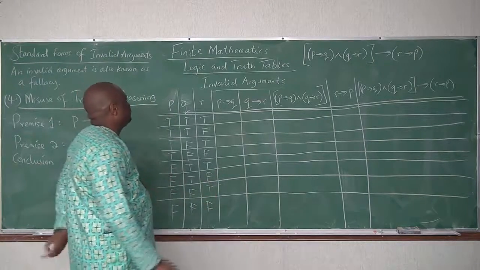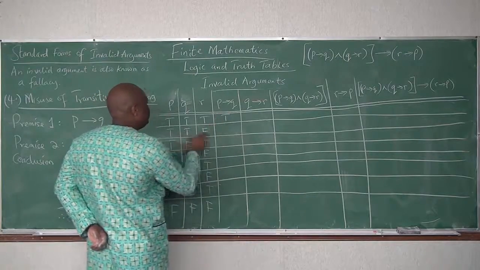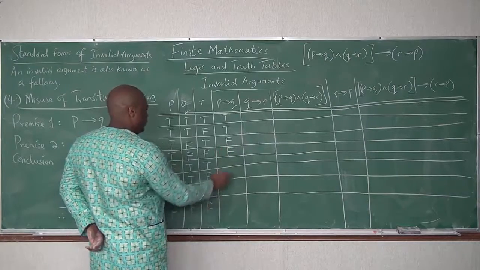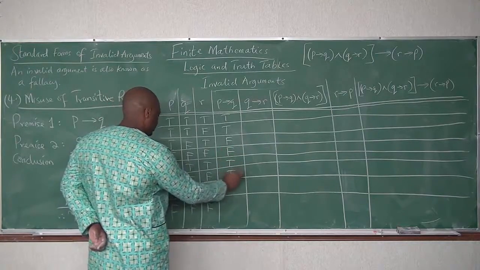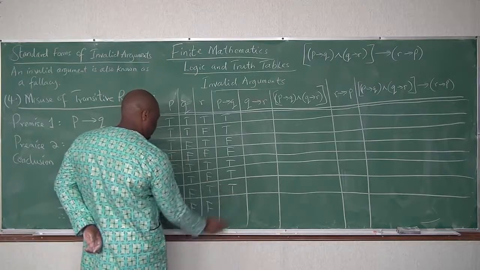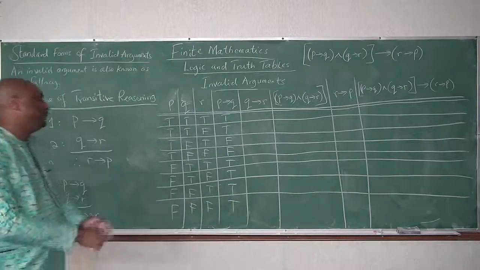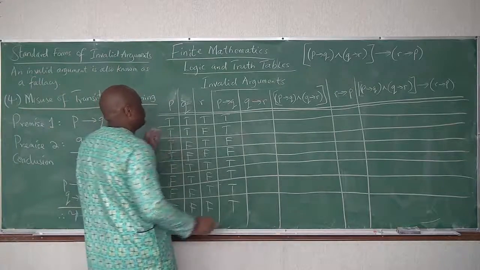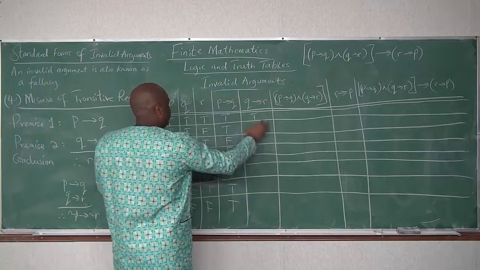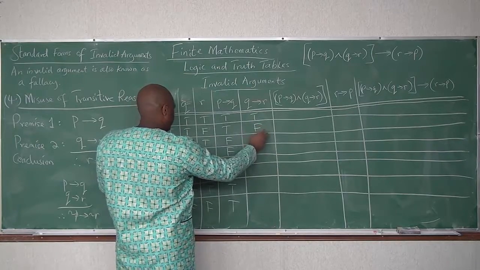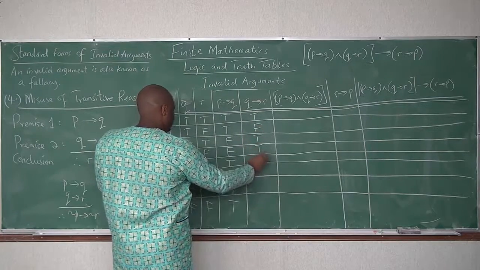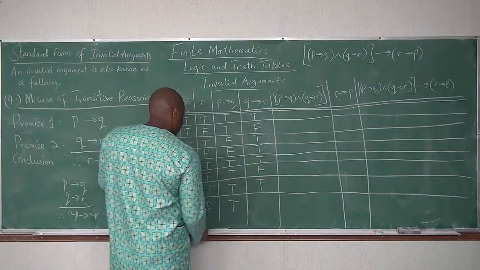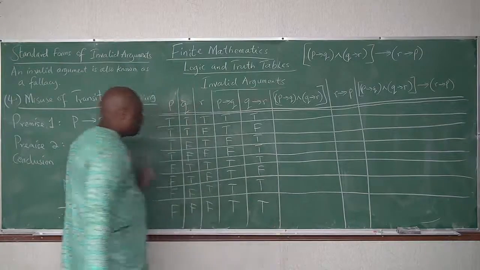Okay? P implies Q. True implies true is true, true implies false is false, false implies true is true, false implies false is true. Okay? Implication. Conditional statement. Q implies arrow. True implies true is true, true implies false is false, false implies true is true, false implies false is true.